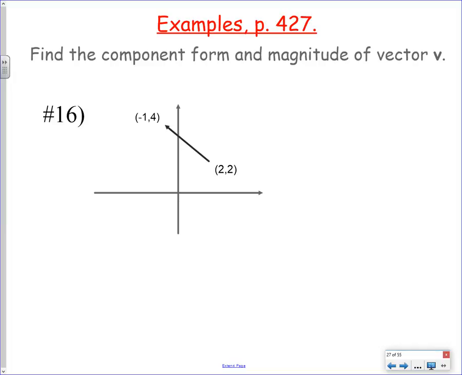So, how can we find the component form? Wait, there are no labels. How do we even talk about this one? What do you want to name it? We can name this side, and then name this one. Okay, so what vector is this?